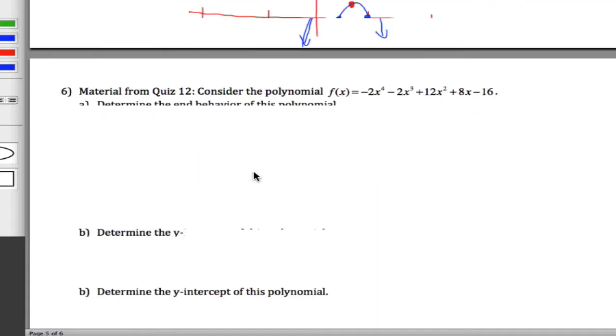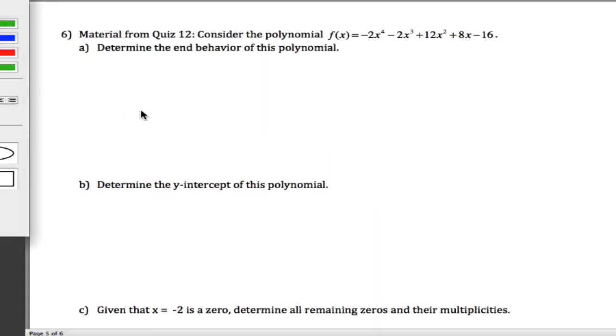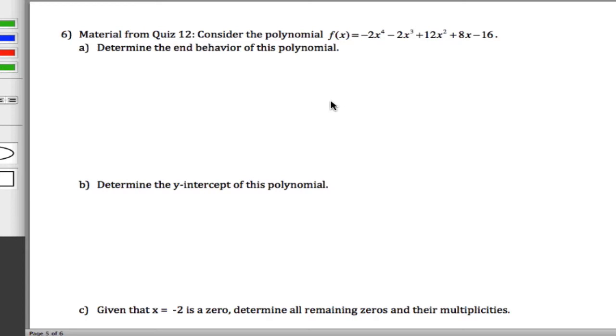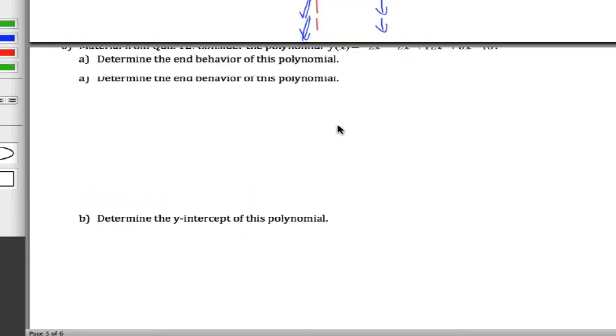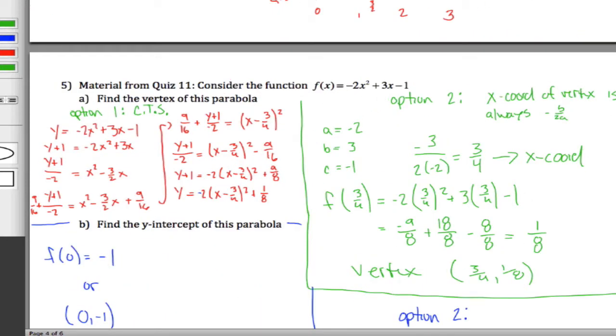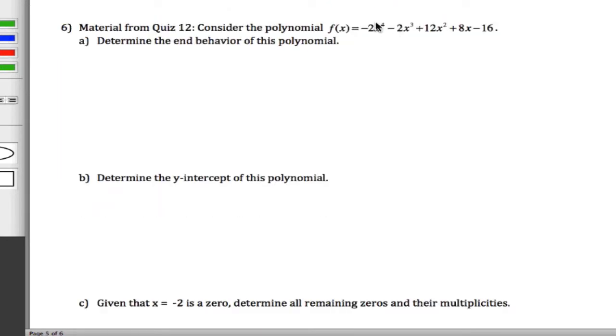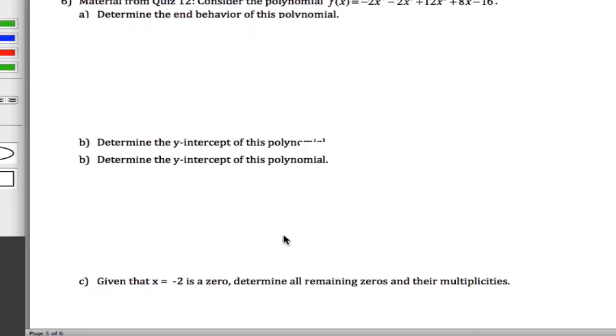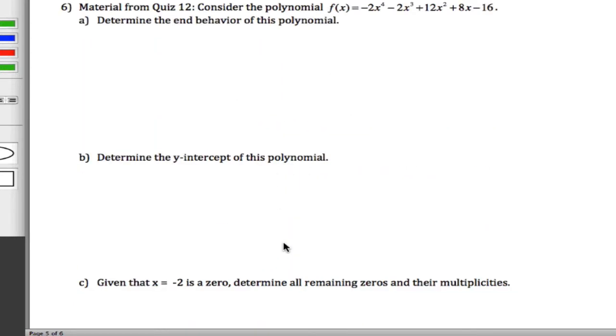Moving on. Material from quiz 12. In quiz 12, we're dealing with polynomials, but unlike quiz 11, they're not just second-degree polynomials. They can be bigger polynomials, for example, a fourth-degree polynomial. And it'll ask us stuff like determine the end behavior, determine the y-intercept, find zeros, and so on.